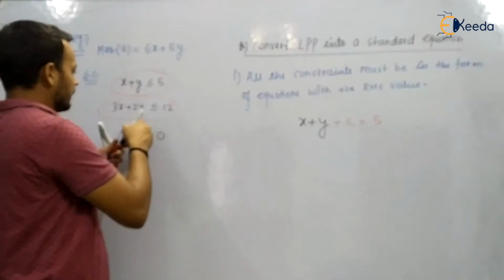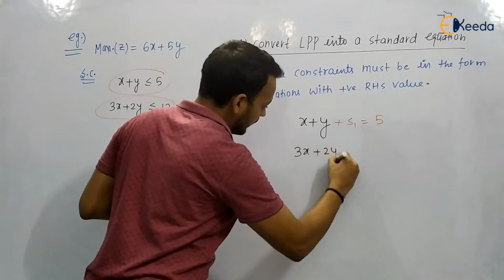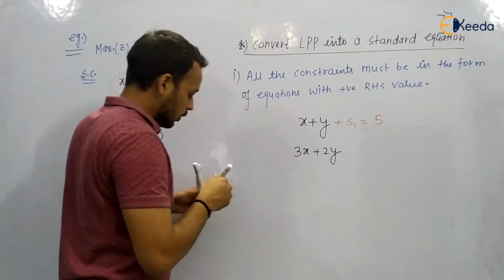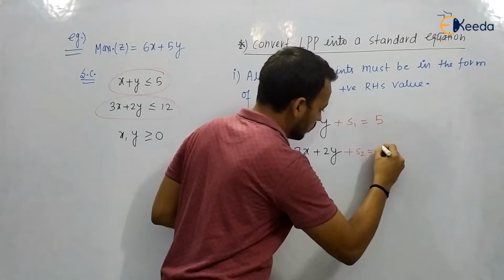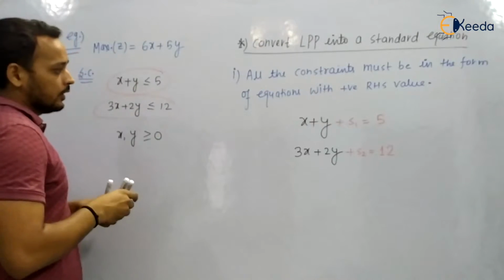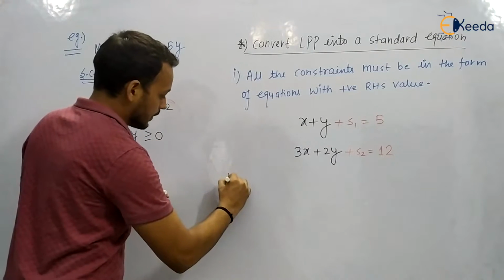Now the second constraint also, 3x plus 2y, is less than or equal to 12. So we have to add something so that it gets converted into an equation. So the constraints have been converted.